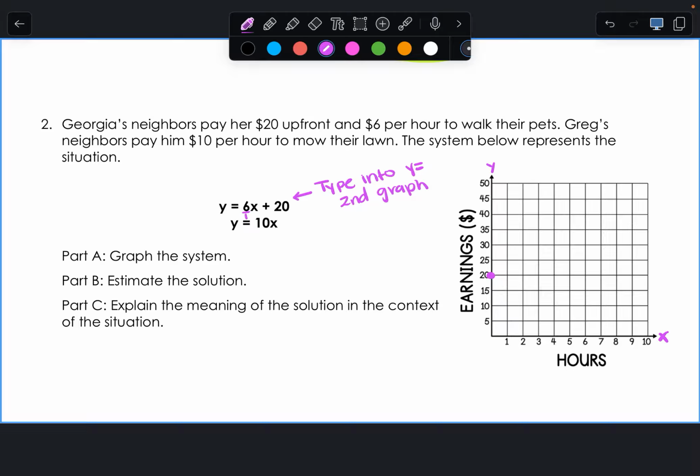I'm going to turn out the lights for this part, that way you can see. Hit second graph to find additional points. Now 0, 20 is one of them. You should be able to find one more. 5, 50.